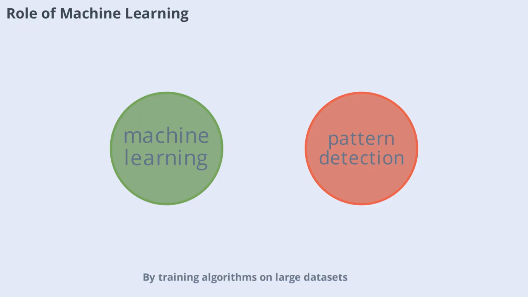By training algorithms on large datasets, machine learning models can automatically classify content, detect patterns, and even predict future trends.